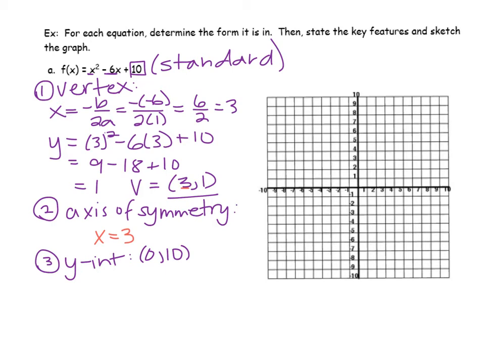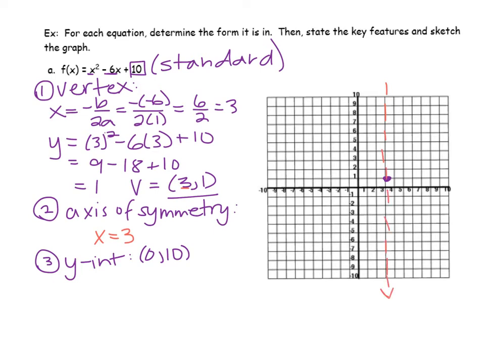Let's go to our graph. First, plot the vertex over 3 up 1. There's the vertex for our quadratic function. That'll be the turning point. We'll graph the axis of symmetry next, and that's that dotted vertical line that just goes right through it. Do you guys remember doing that last year in Algebra 2?